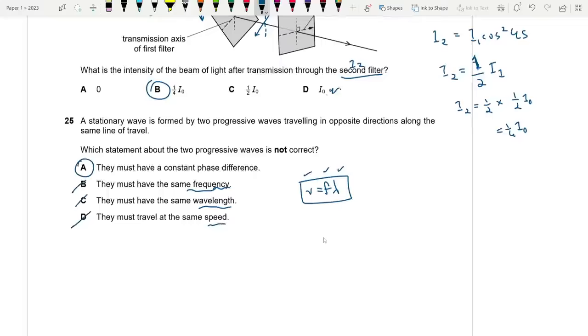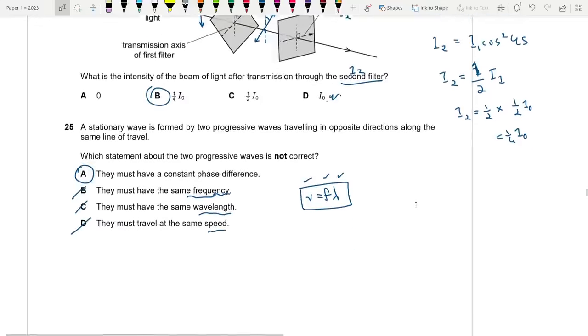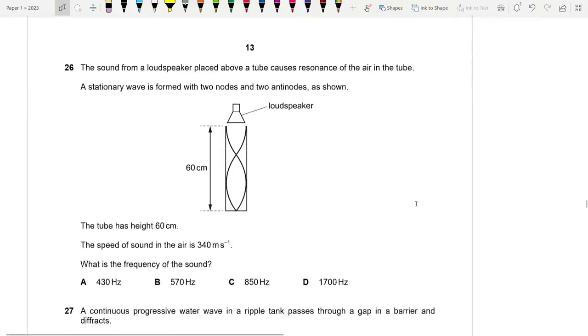These are the criteria, but this is not. So what is A criteria for? For superposition. For an interference pattern to form, the waves must have a constant phase difference. They must be coherent. That's the meaning. Coherence is a requirement for interference patterns to be formed. All right. Okay, moving on to 26.